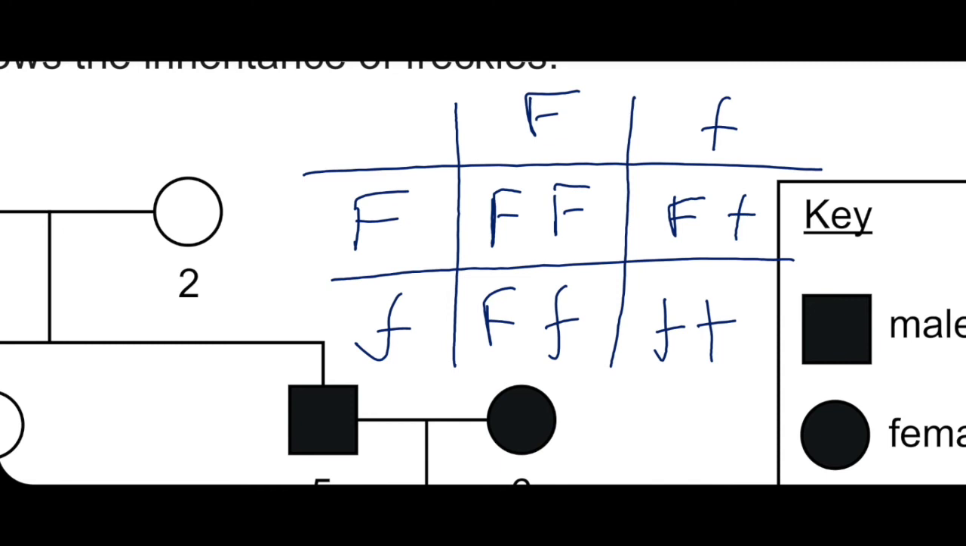Therefore, the probability that their next child will have freckles will be 0.75, or 75%. This is because out of the four squares, you have three of them that can express freckles, and they are big F, big F, big F, little f, and big F, little f.